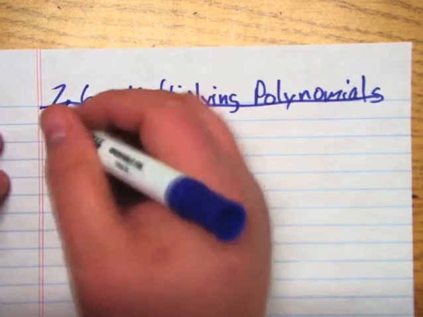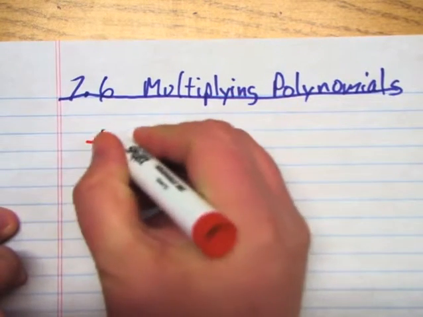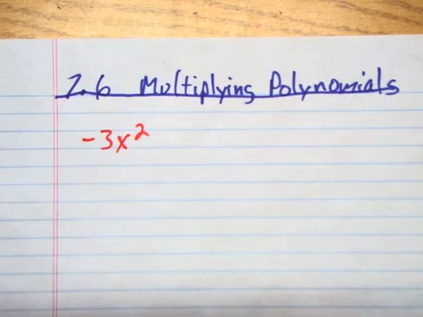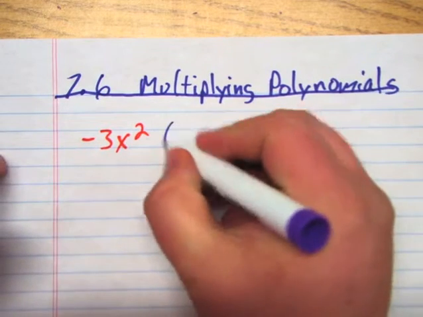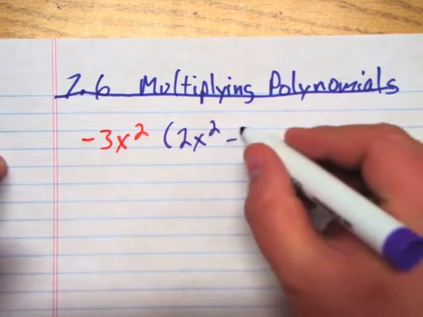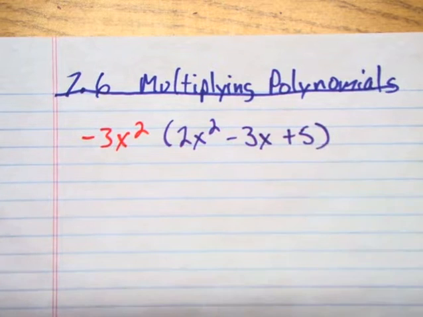An example here. So if I say negative 3x squared times 2x squared minus 3x plus 5. Okay, that's what I showed you how to do once already. What we do is we use the distributive property, and we're going to push that negative 3x squared through each term.